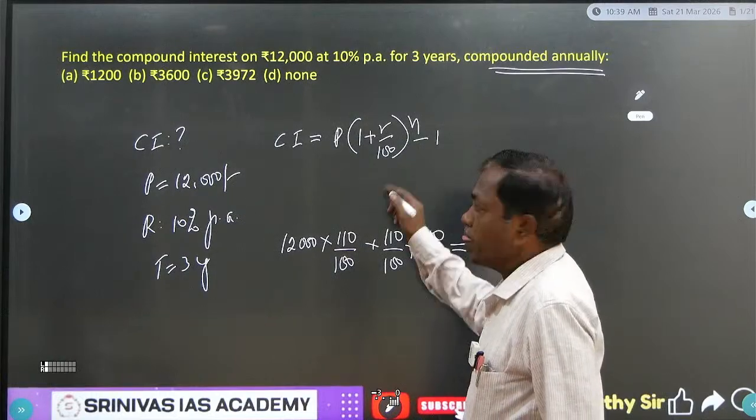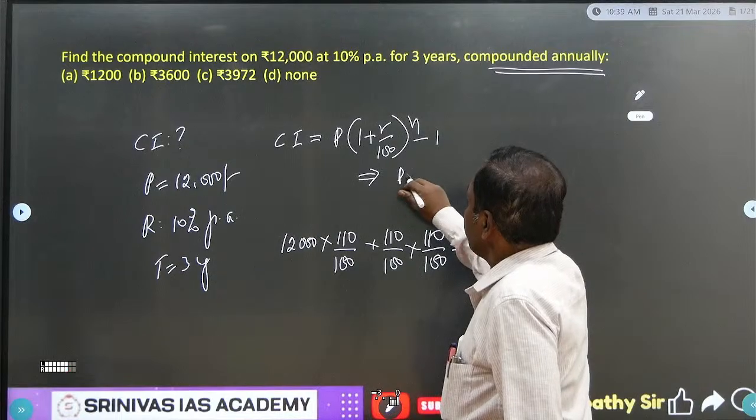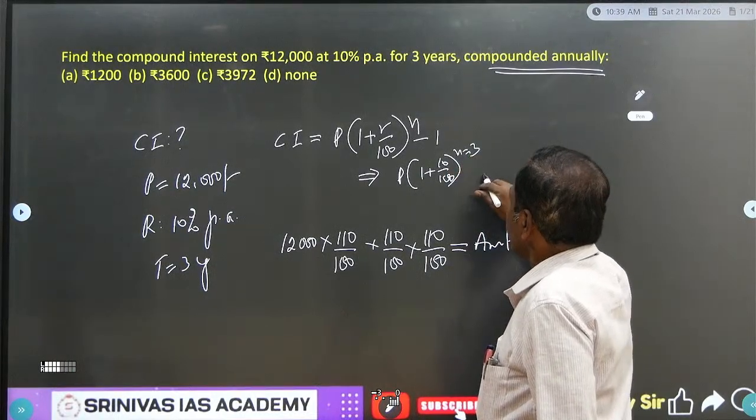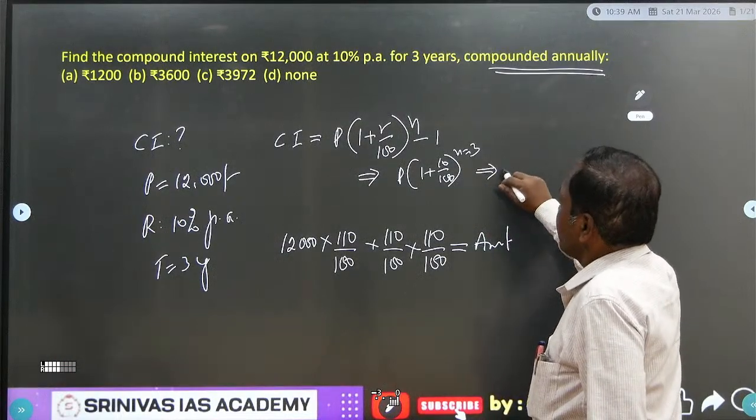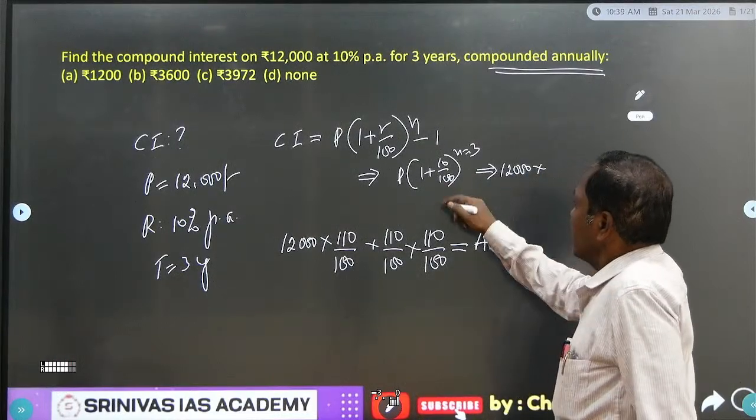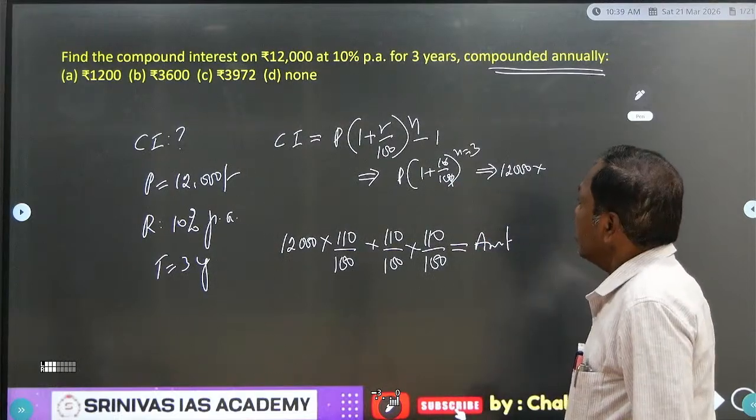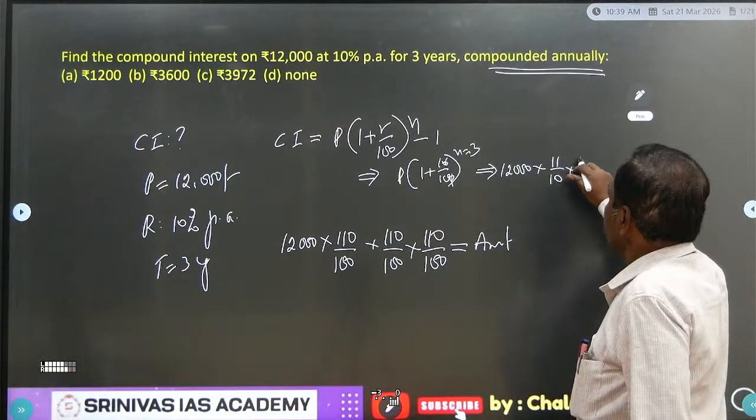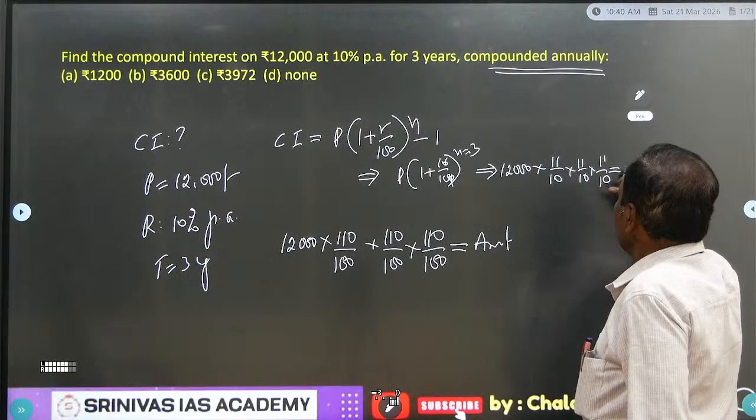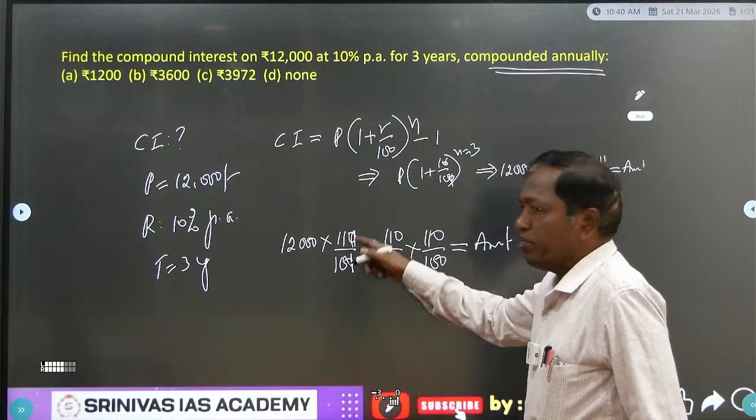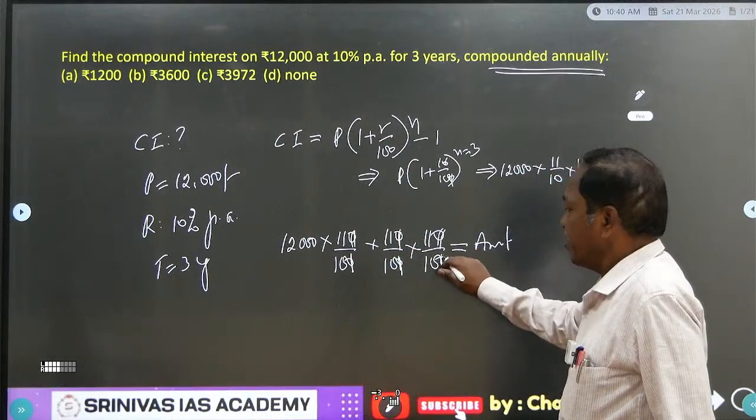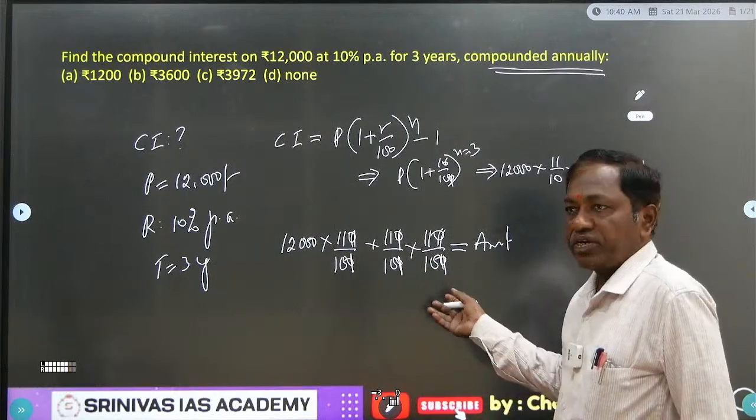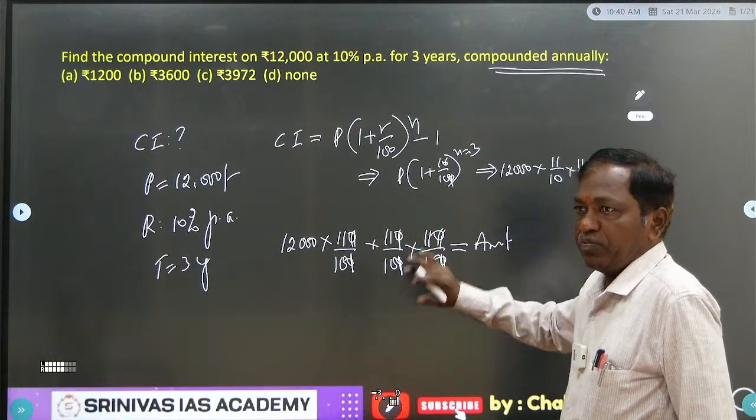Now let us come to the formula. P into 1 plus rate of interest 10 by 100 for 3 years. n is 3. P is given as 12,000 into 11 by 10, 11 by 10, 11 by 10, you get the amount. Zero and zero get cancelled, 11 by 10. It is the same as what we have learnt in the previous class, like calculation of percentage, profit and loss. We need both this formula and this method.